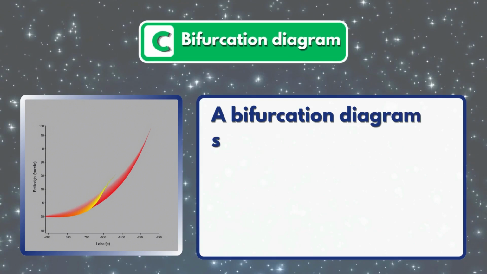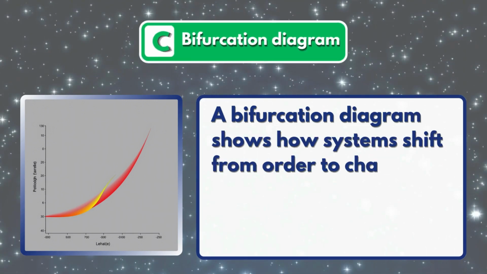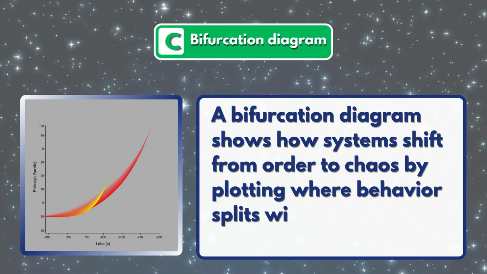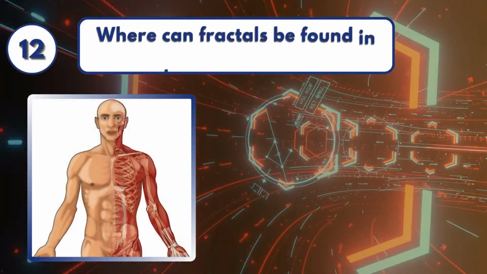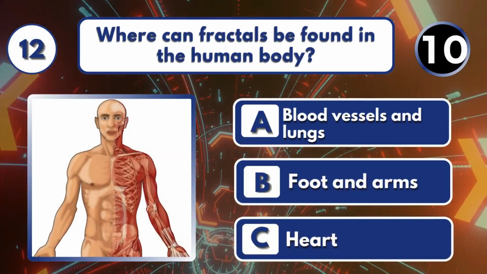A bifurcation diagram shows how systems shift from order to chaos by plotting where behavior splits with parameter changes. Where can fractals be found in the human body?